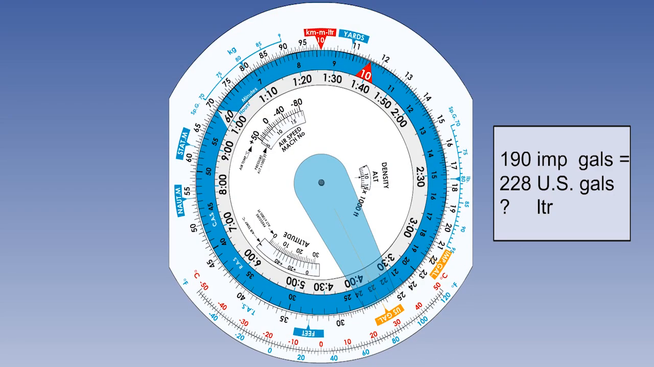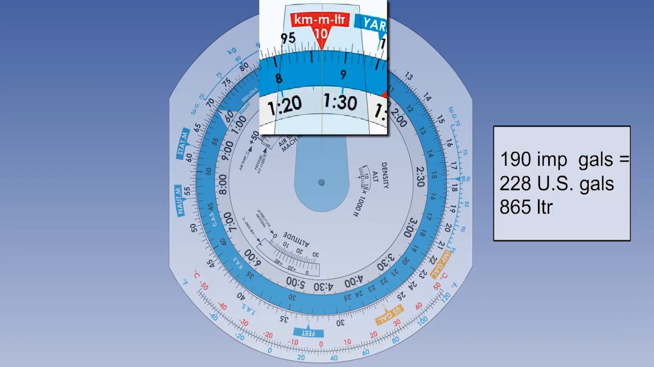Ensuring that the inner and outer scales remain in their relative positions, move the cursor until it's superimposed over the red km/m/LTR index and read off 86.5. Our rough calculation indicates that the answer will be 865 litres.